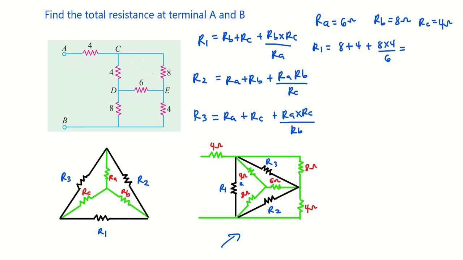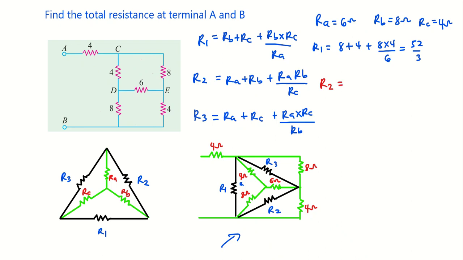So I have 8 plus 4 plus 8 times 4 divided by 6. That gave me a value of 52 on 3. So I have 52 on 3 here. Okay, so now let's find R2.